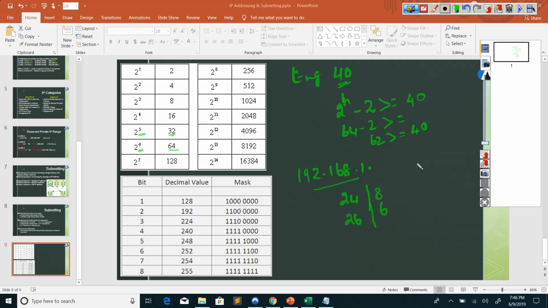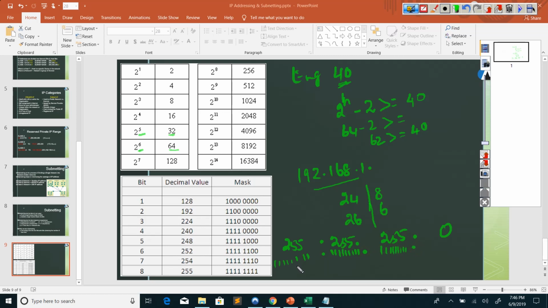We know the subnet mask for class C is 255.255.255.0. This is our subnet mask for class C, which is nothing but the host bits identification. Here, all the bits are on: 1 2 3 4 5 6 7 8 dot 1 2 3 4 5 6 7 8 dot 1 2 3 4 5 6 7 8. Okay, so how many bits are there here?